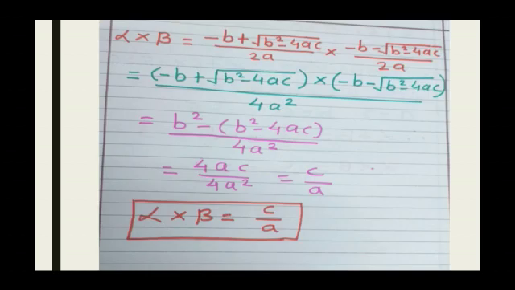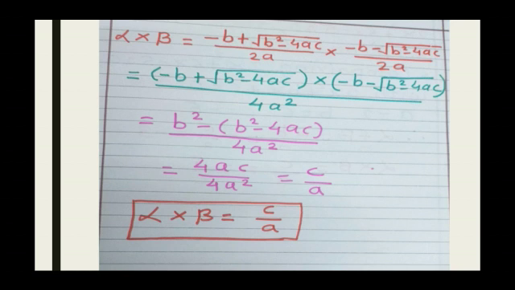Now alpha into beta, that is the product of the roots. Alpha into beta is equal to, again put values of alpha and beta and take the product, minus b plus under root b square minus 4ac upon 2a into minus b minus under root b square minus 4ac upon 2a. In denominator 2a into 2a, 4a square. In numerator minus b plus under root b square minus 4ac into minus b minus under root b square minus 4ac.